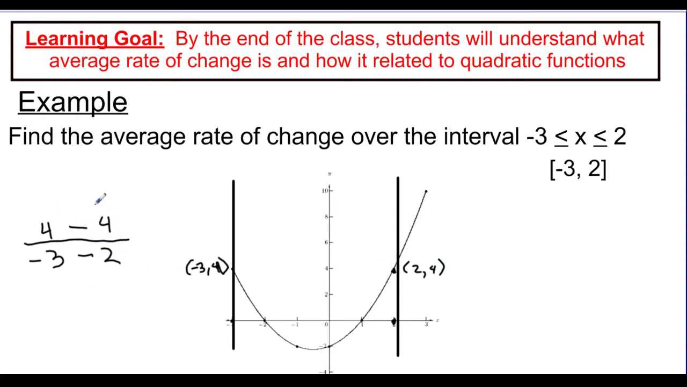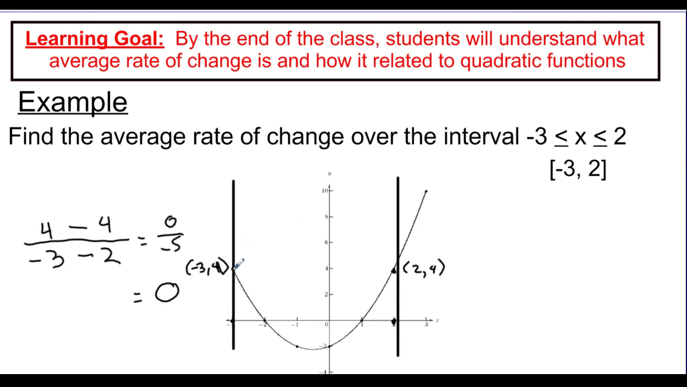So if I simplify this fraction, I'm going to say, well, 4 minus 4 is equal to 0. -3 minus 2 is equal to -5. And so in this case, when I simplify this fraction, I'm going to say the average rate of change is 0. And that actually makes sense, because I'm saying over the interval, approximately how much has it changed?